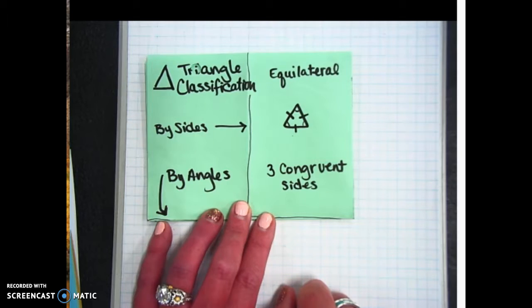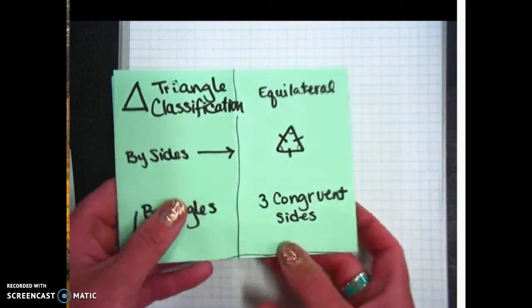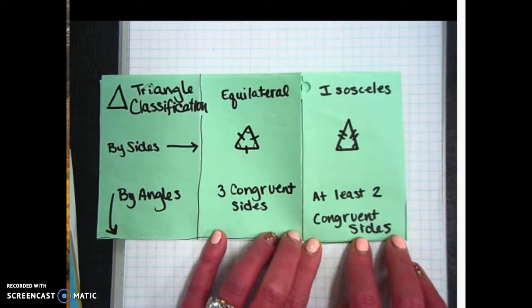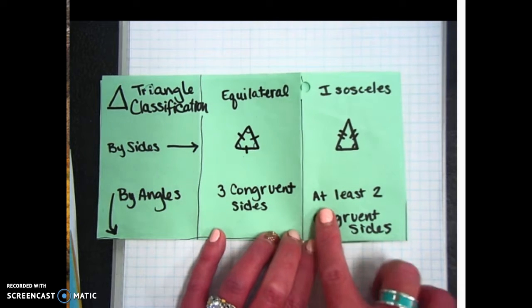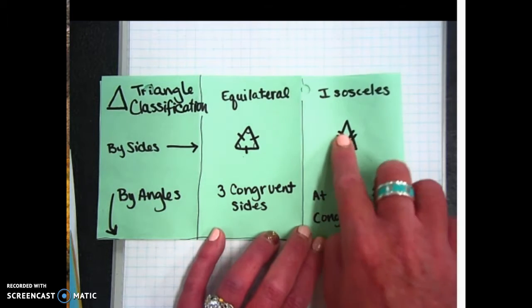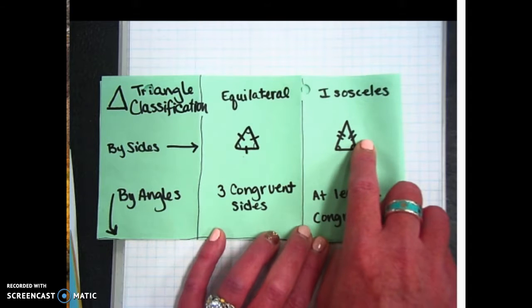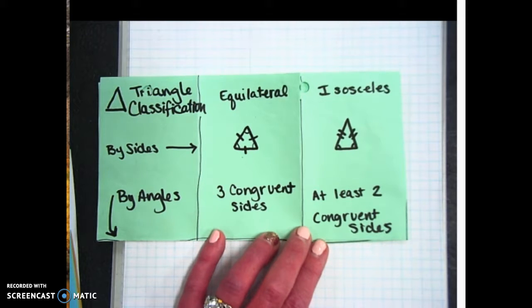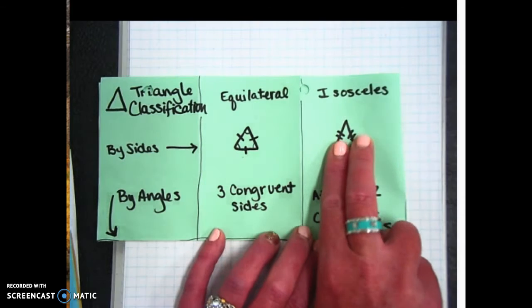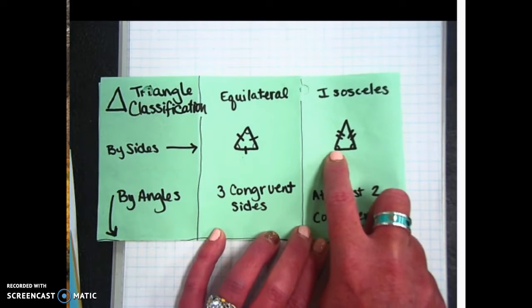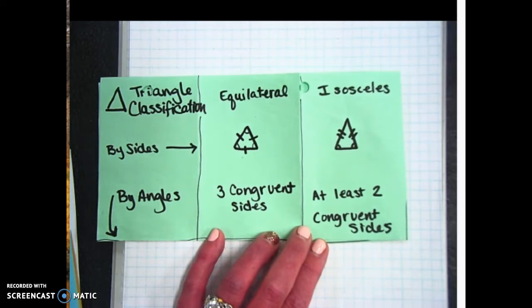Okay. The next way to classify by sides is to have an isosceles triangle. So an isosceles triangle has at least 2 congruent sides. And you're going to put a double tick mark on one side and a double tick on the other side. Those 2 sides are congruent. The third side is usually a different length. What ends up happening when you have 2 congruent sides, we're going to learn later in the chapter that the base angles opposite them are also going to be congruent.